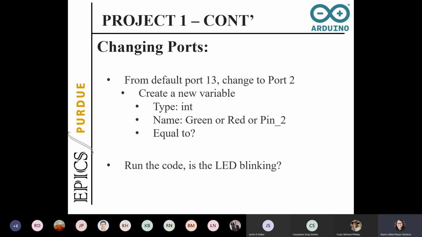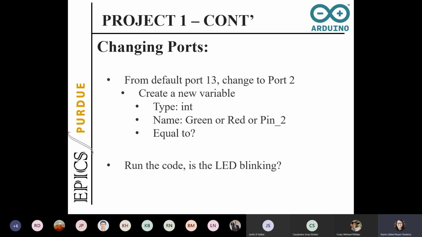Before, by default, we have port 13. Now I want you to change that port 13 to port 2, but we want to create a new variable. Instead of just using the number 2, I want you to create a variable of type integer. We are going to give the name green or red, or any name that you want to give it. And it's going to be equal to what exactly? And now we want to make sure that the code is still working. So let me do that for you.